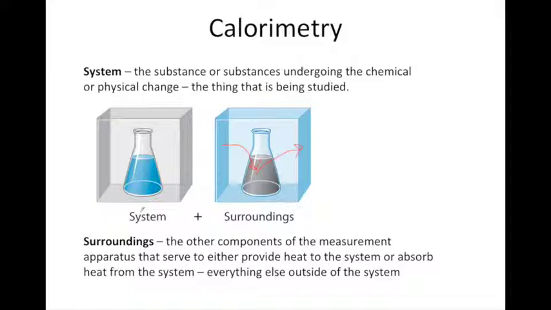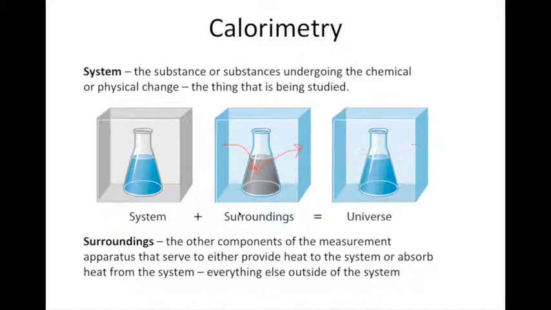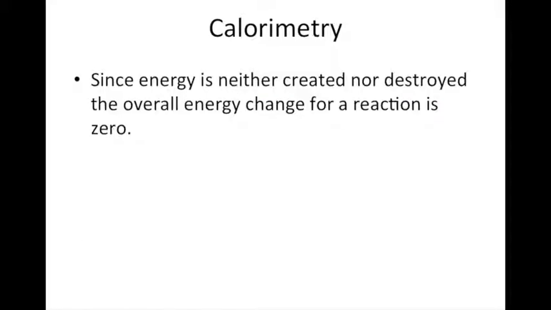Now, the sum of the system and the surroundings, so everything in thermodynamics, is what we call the universe. So we already stated that energy can neither be created nor destroyed. Therefore, the overall energy change for a chemical reaction must be zero. So think about that. Mathematically, we could state it like this. The Q, the heat lost or gained by the system, plus the Q lost or gained by the surroundings is equal to zero.